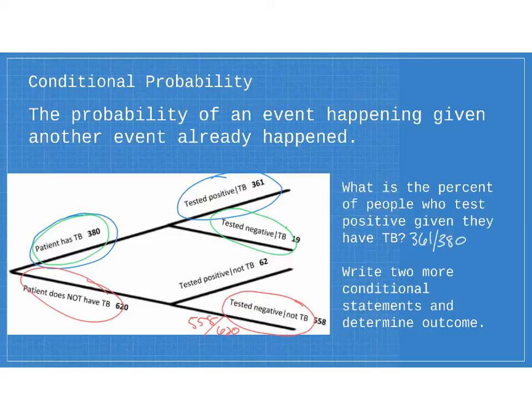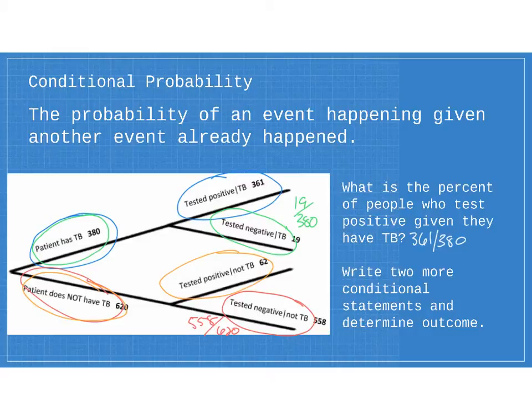19 out of 380. And then the last and final one that we could do was, what's the percentage of people that tested positive but do not have TB? So you understand those conditional statements now determine which branch we choose on our tree diagram. Here, on the bottom it says patients that do not have TB. 620 of them do not have TB.